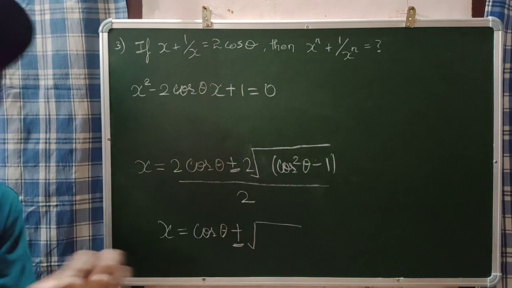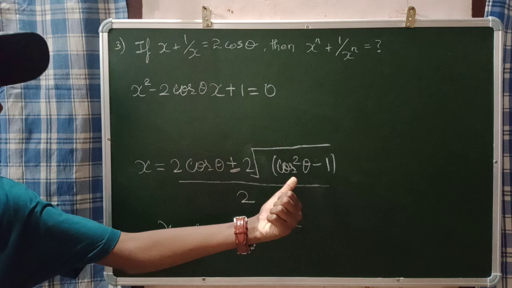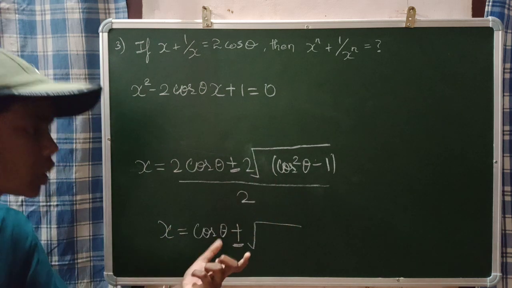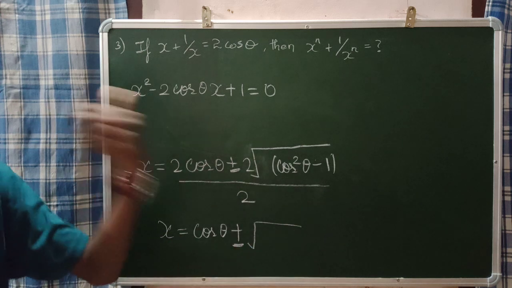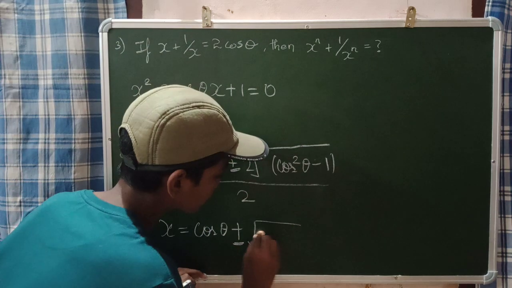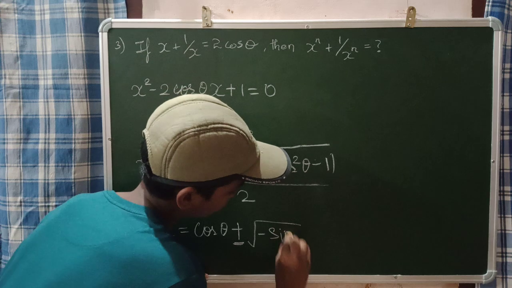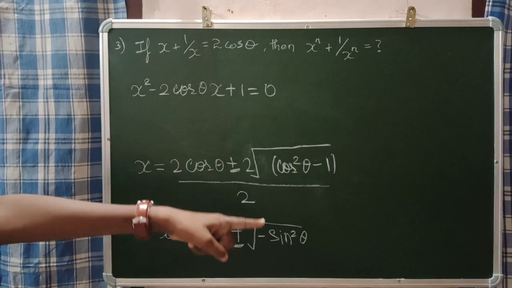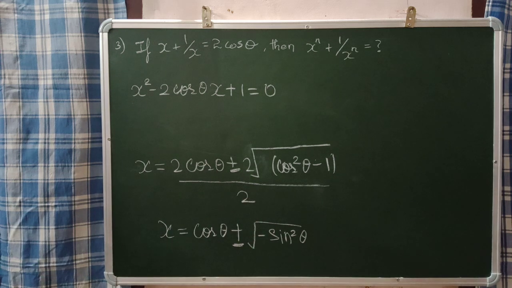Or use your factorization method. Factorize your numerator by taking 2 common, then cancel out. Then you will be getting cos theta plus or minus root of cos square theta minus 1. And this cos square theta minus 1 can be written as minus of sin square theta. Correct now? I can write like that now. Cos square theta minus 1 under the root is minus of sin square theta.